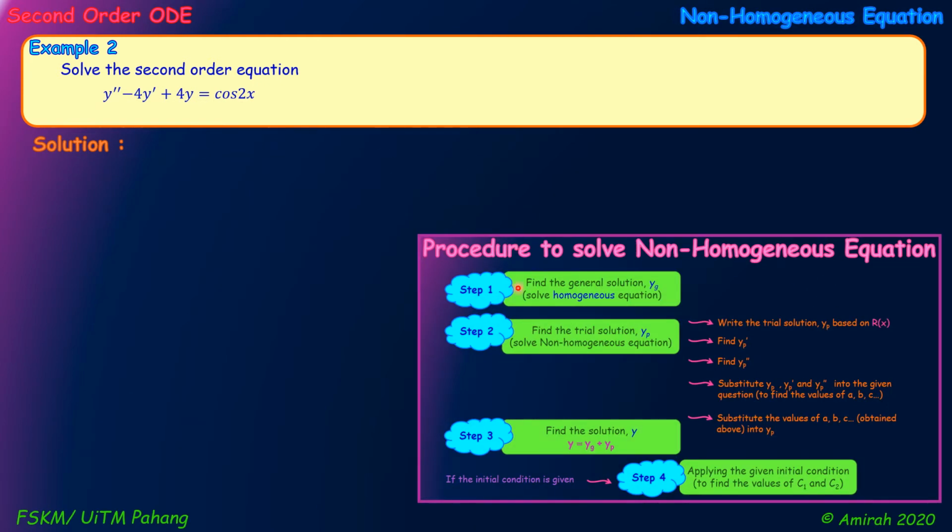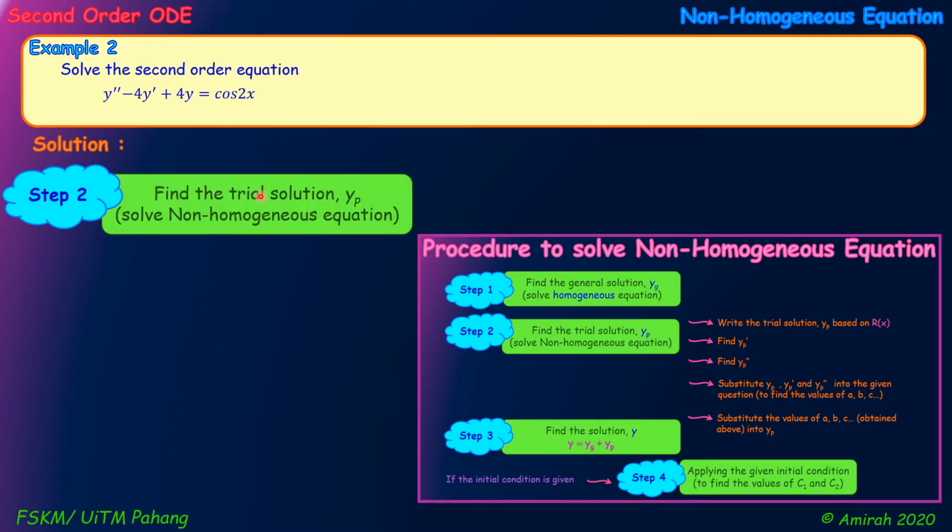From the previous slide, we have done step 1, finding the general solution YG. Now we continue with step 2, find the trial solution YP. We solve the non-homogeneous equation.